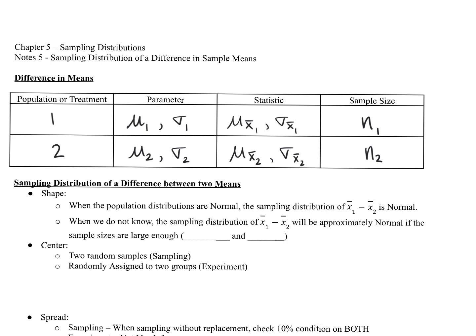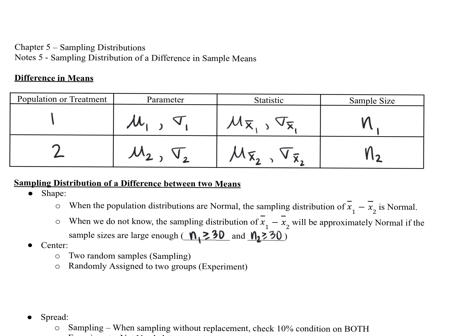So the nice thing here is if the population distributions are normal, then the sampling distribution for their difference is also normal. So if I'm told that both population distributions are normal, I don't need to check the sample sizes. If we do not know that the difference will be approximately normal, we have to check that N1 is greater than or equal to 30 and N2 is greater than or equal to 30.